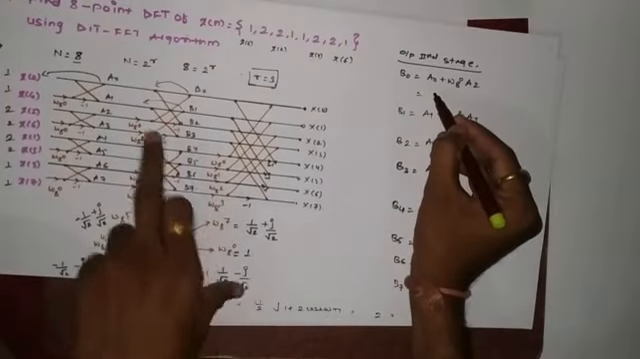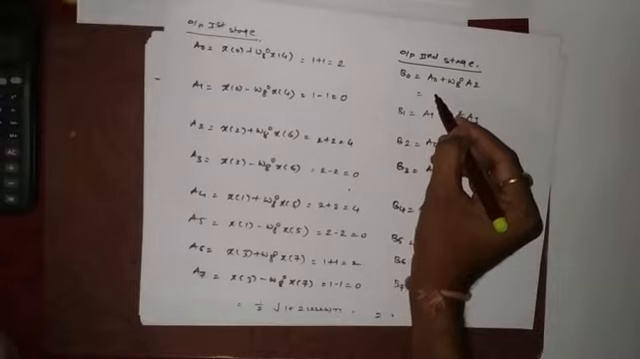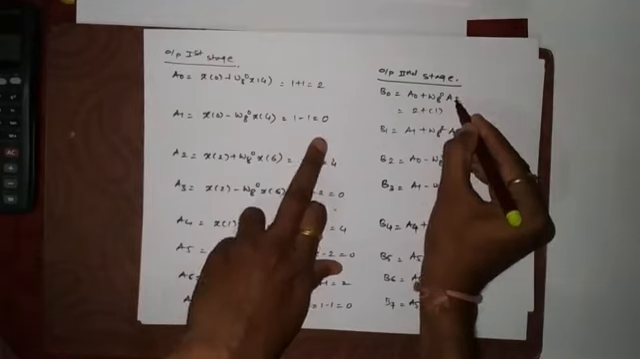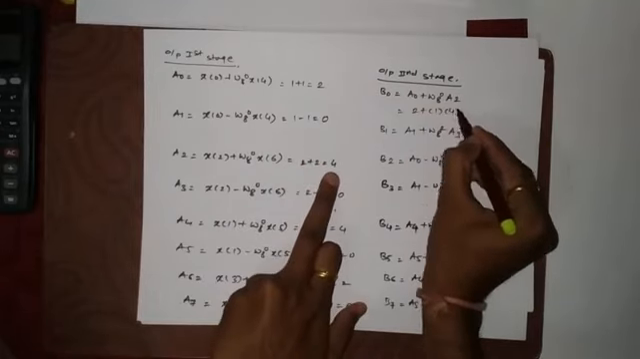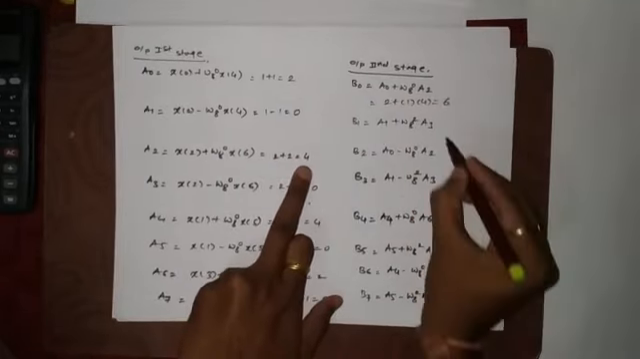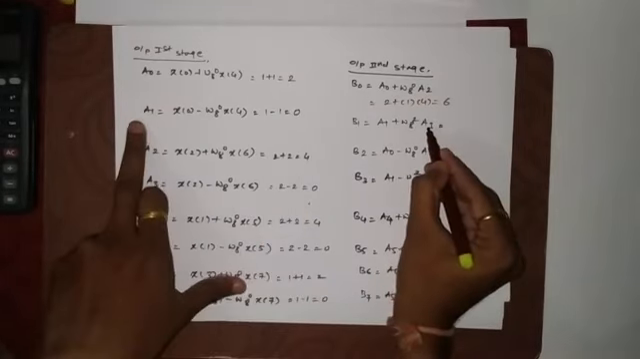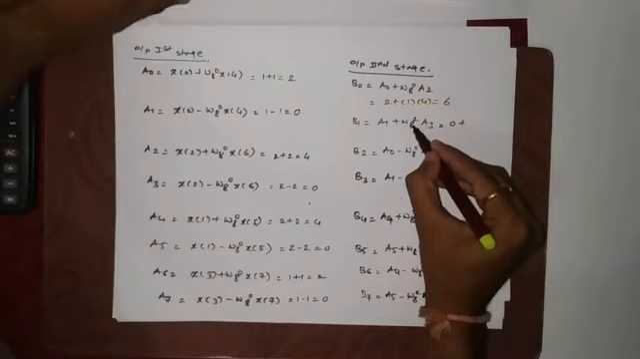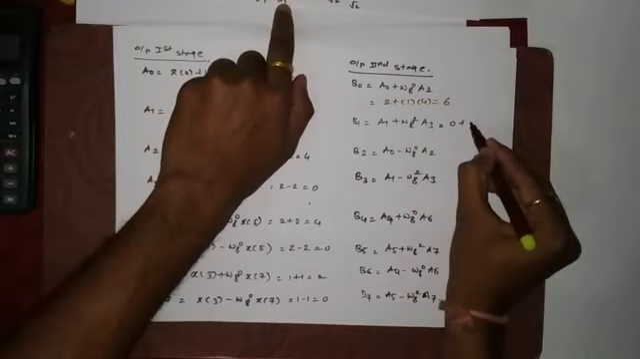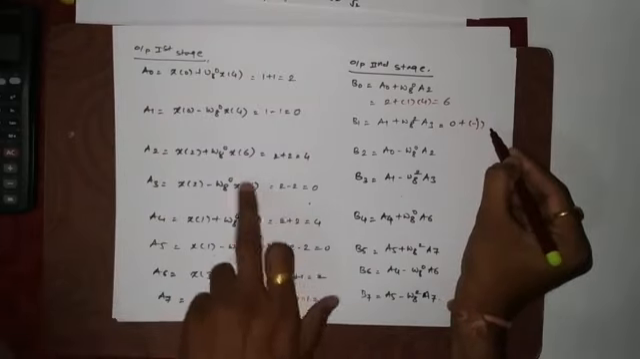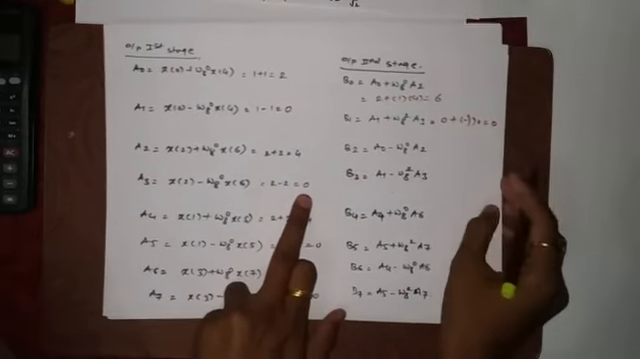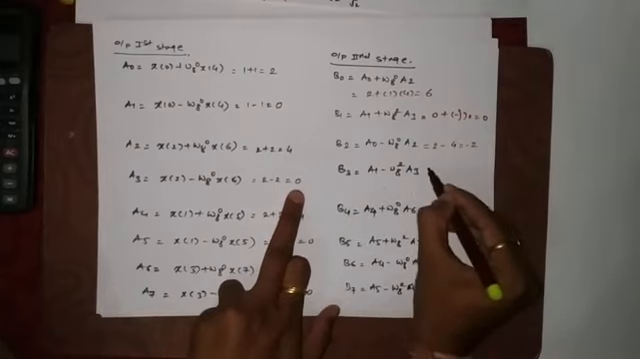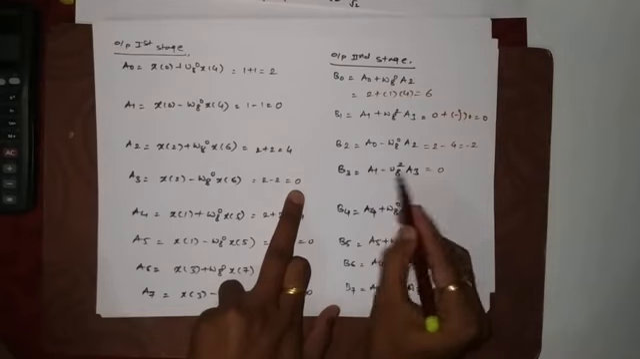A0 we got, we'll keep it aside now. A0 is 2 plus omega 8 to the 0, which is 1, into A2. A2 we got 4. So 2 plus 4 will be 6. Next, A1, A3. A1 is 0 plus omega 8 square, sorry, omega 8 square we got minus j, into A3 which is 0. So the value is going to be 0. B2, 2 minus 4 will be minus 2. And this value will be 0 because both the inputs are 0.